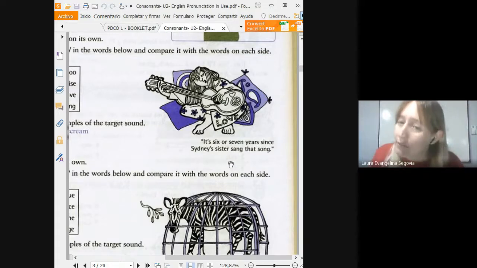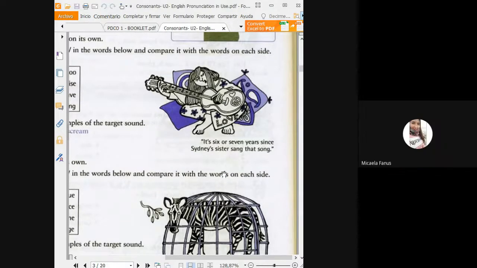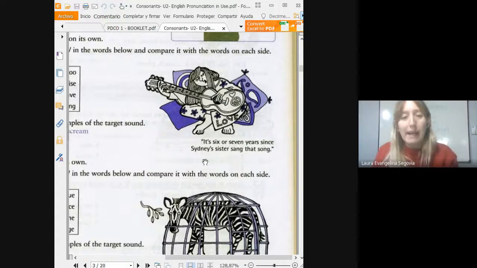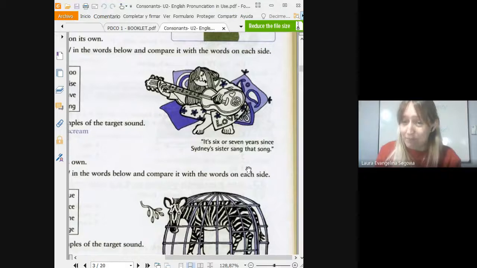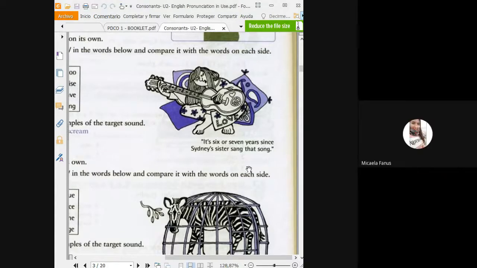Can you see the PDF? Yes, right? Okay. So now, Micaela, you have to read this. Please focus, and first listen to me. It's like this. It's 6 or 7 years since Sydney's sister sang that song. Okay? It's a lot of air going out. So come on. It's 6 or 7 years since Sydney's sister sang that song.